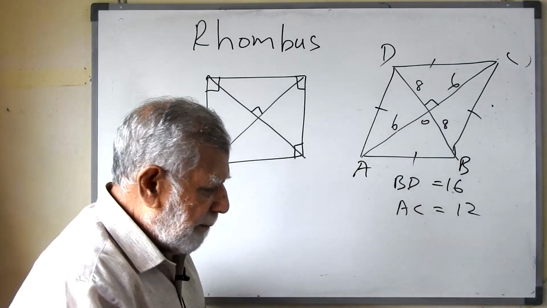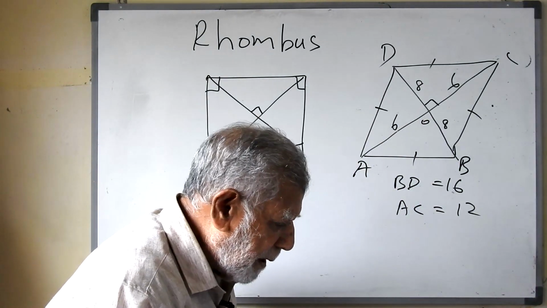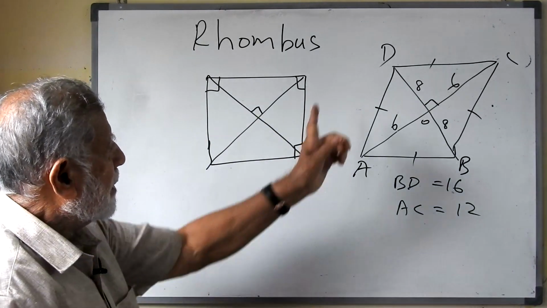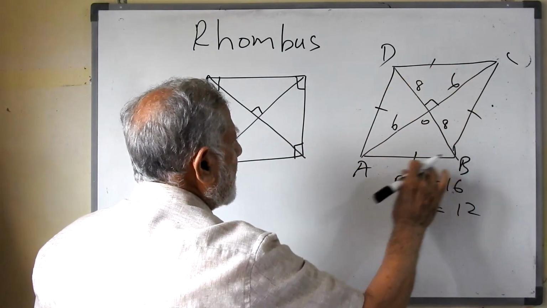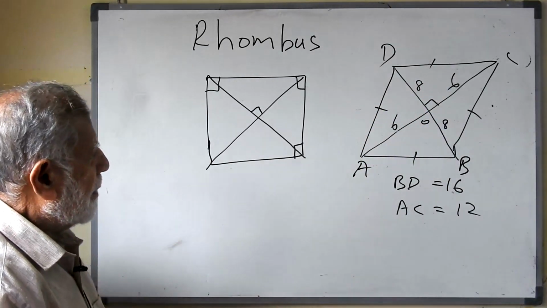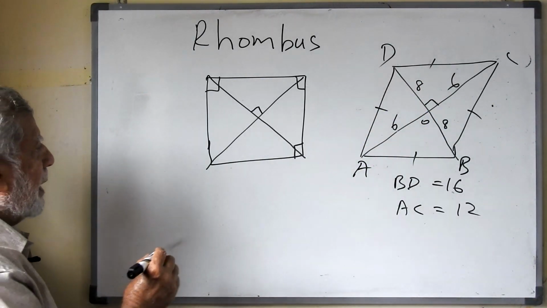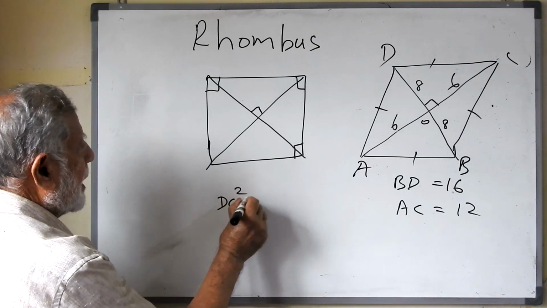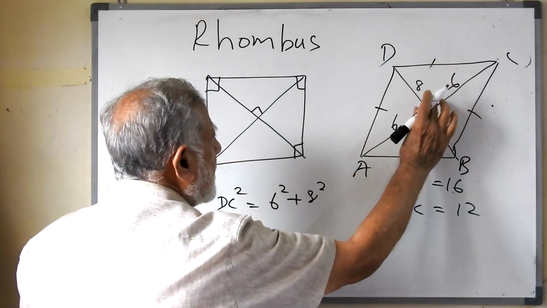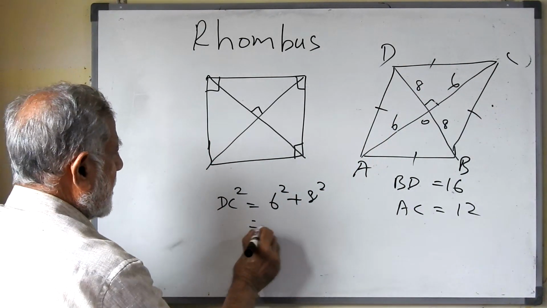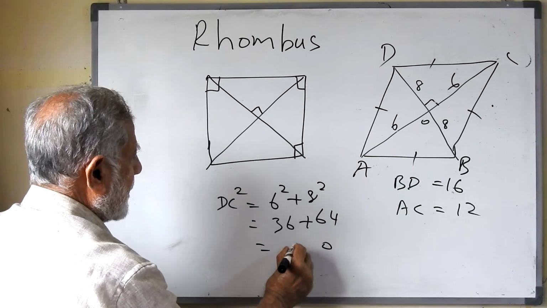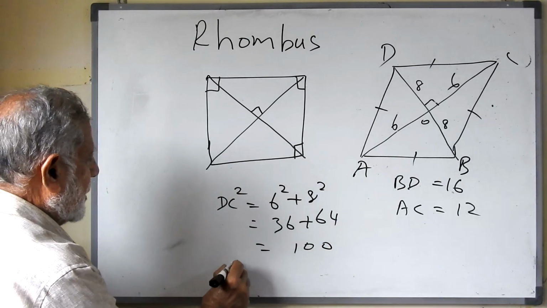So the question is, find the perimeter of the rhombus. That is, you have to find the length of all the four sides. So if we take one triangle, we can find the length of all the other sides. So we write down DC squared is equal to 6 squared plus 8 squared. This is the hypotenuse, the right angle, 6 squared plus 8 squared. That is equal to 36 plus 64. That is equal to 100. So DC is equal to 10.